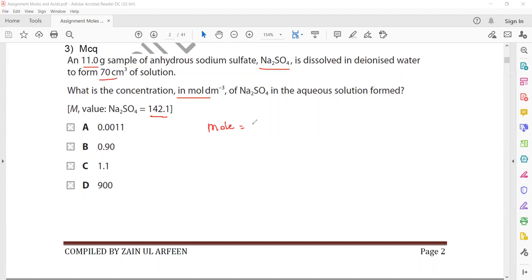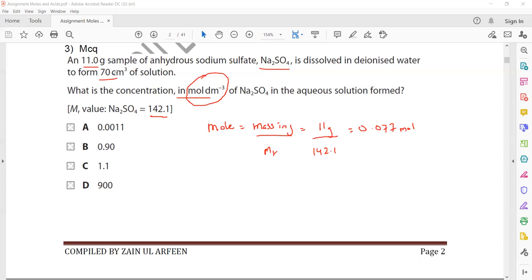So moles equal mass in gram divided by relative molecular mass. The mass in gram is given in the question, that is 11, and the relative molar mass is given as 142.1. So 11 divided by 142.1 equals 0.077 moles.